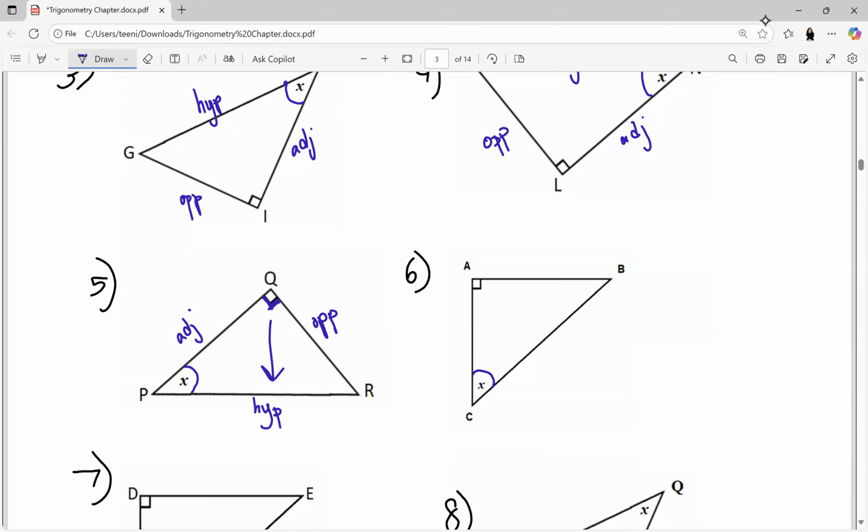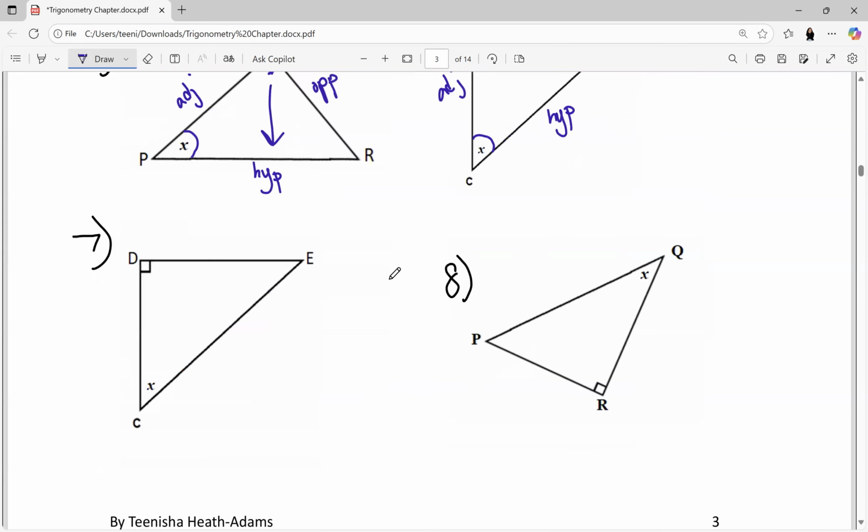Soraya, let's go again. Which side is the hypotenuse in question six? I would say the one between B and C. Yes, so that's the hypotenuse. Where's the opposite side? The opposite will be AB. Yes. And then the third side will be the adjacent, AC. Beautiful.